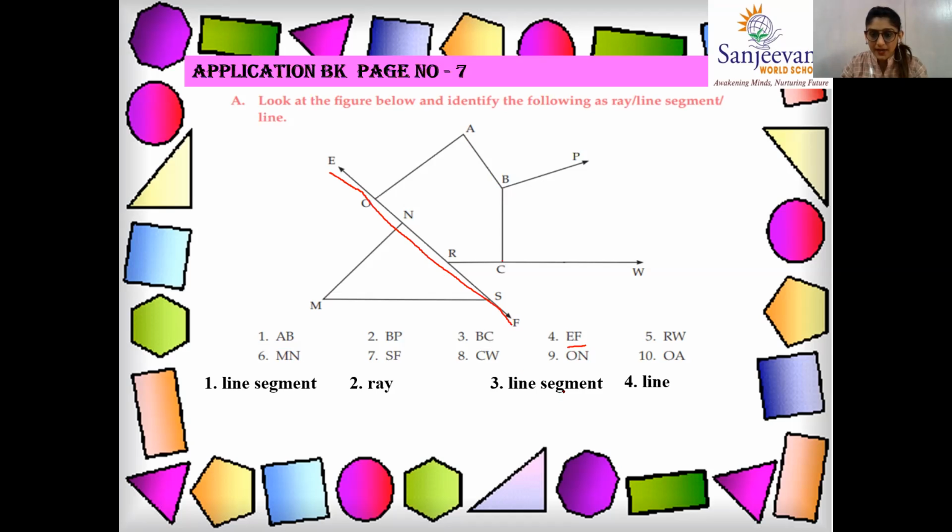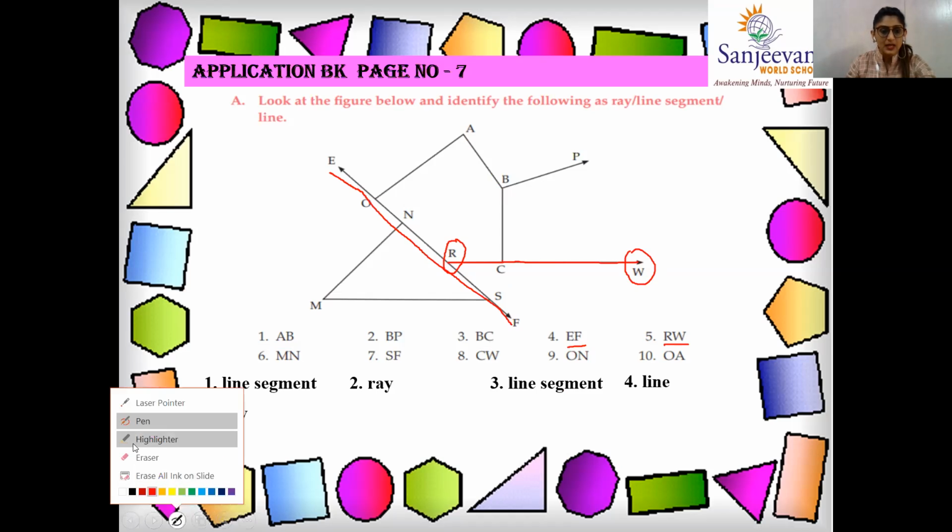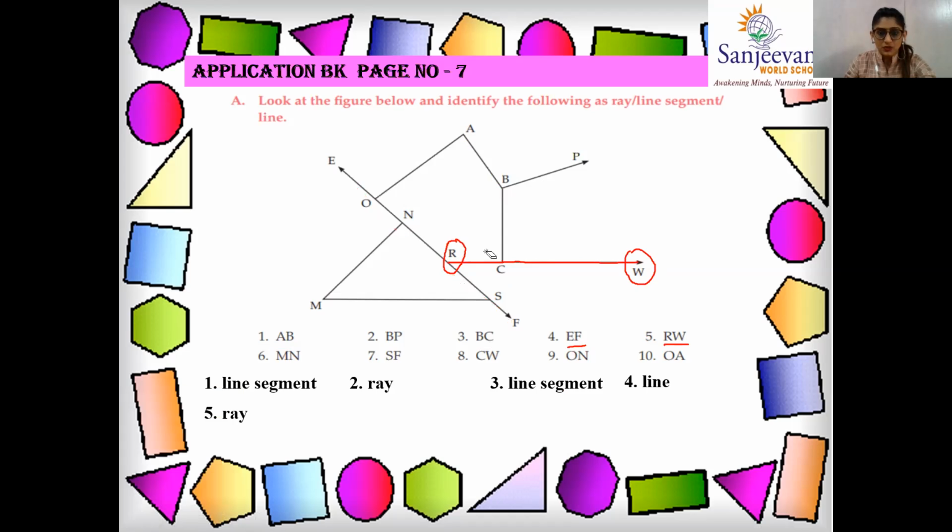Then we have R and W. Where are R and W? Yes, R is over here and W is over here. So what do you think this RW is? A point at one side and an arrow on the other side? Yes, it's a ray. So the same way, try to do the remaining questions.